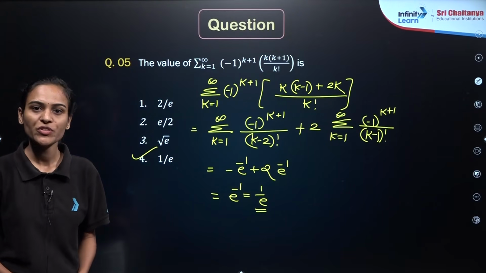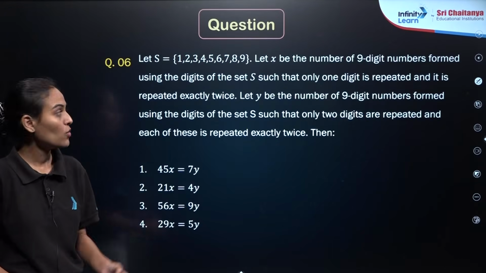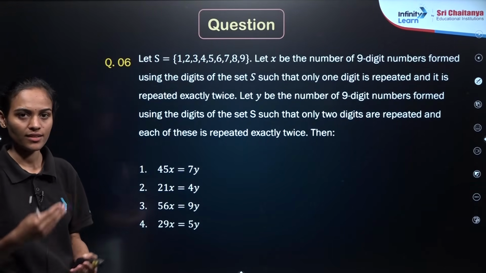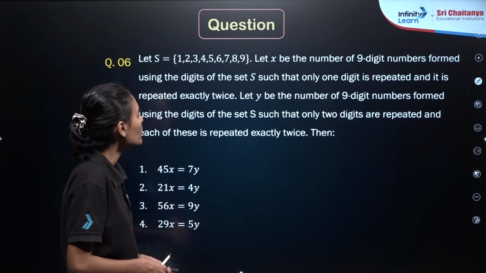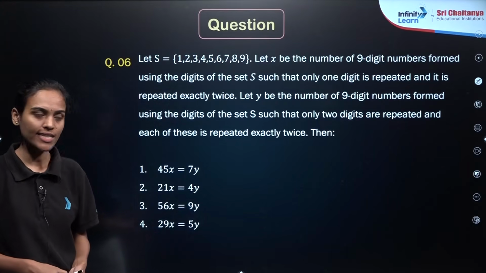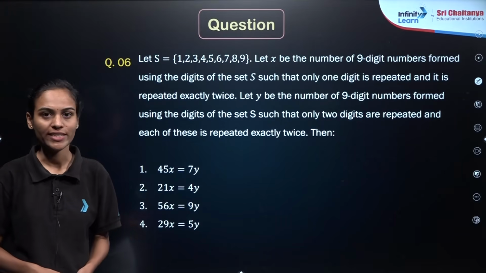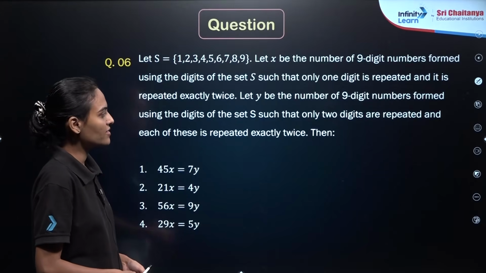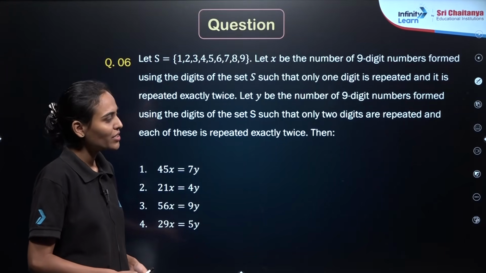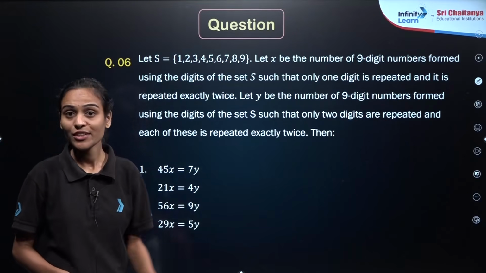Now let us do, students, question number 6. In question number 6, you have 9 numbers, 1 to 9, contained in set S. X is the number of 9 digit numbers formed using digits of the set S, where only one digit is repeated and it is repeated exactly twice. Y is the number of 9 digit numbers formed using digits of the set S such that only 2 digits are repeated, and they are repeated exactly twice.